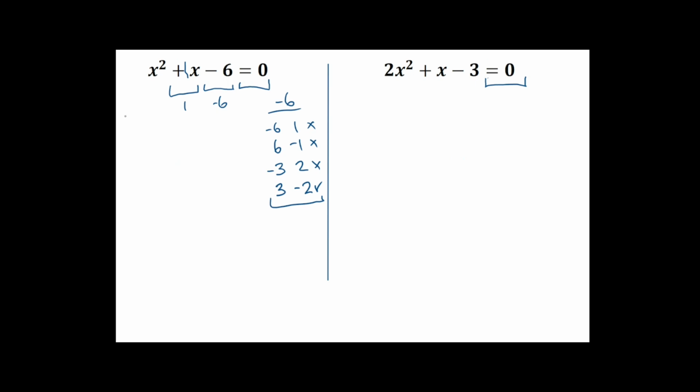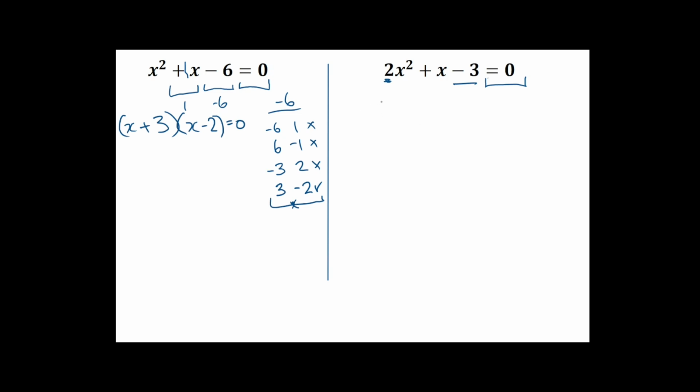Okay, so we're going to say that this is equal to x plus 3, x minus 2 equals 0. I'm just going to leave that for now. Now I'm going to come over here. This is a slightly more complicated, but not really complicated version. 2 and -3, so it's -6. So we are looking for two factors that multiply to give us -6 and add to give us +1. Well, we've already done that right there.